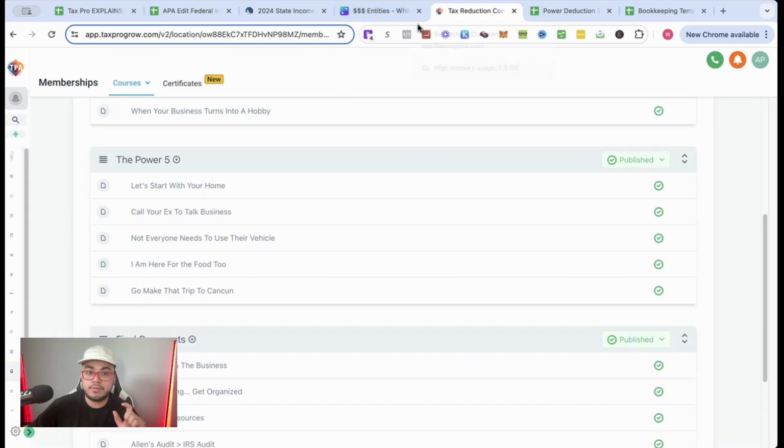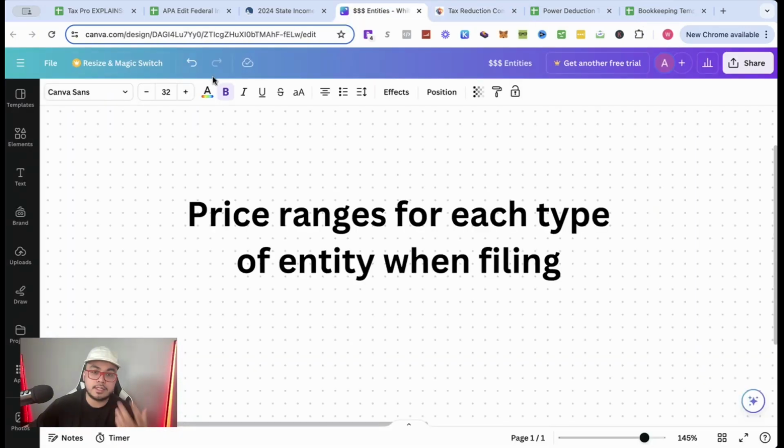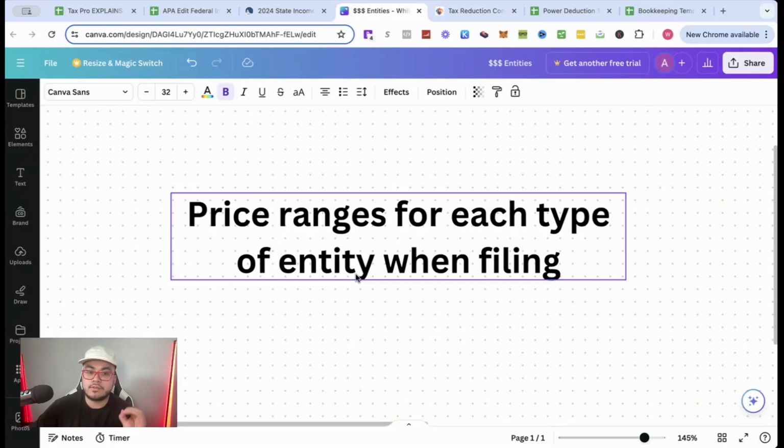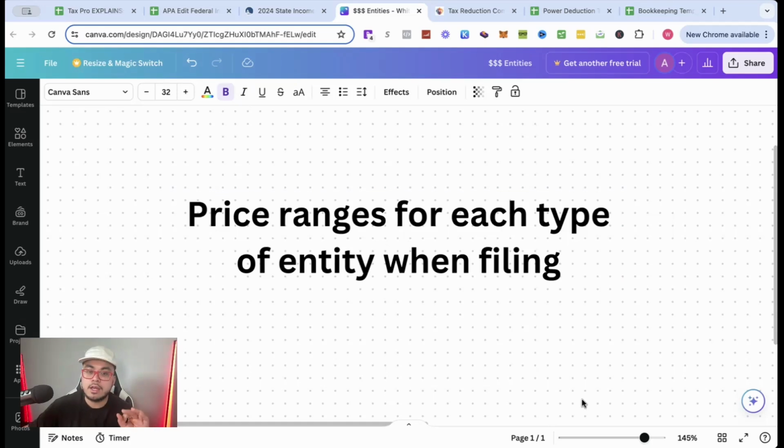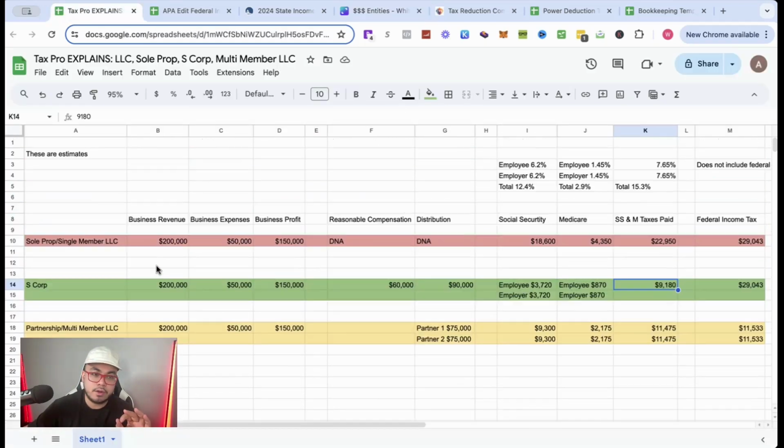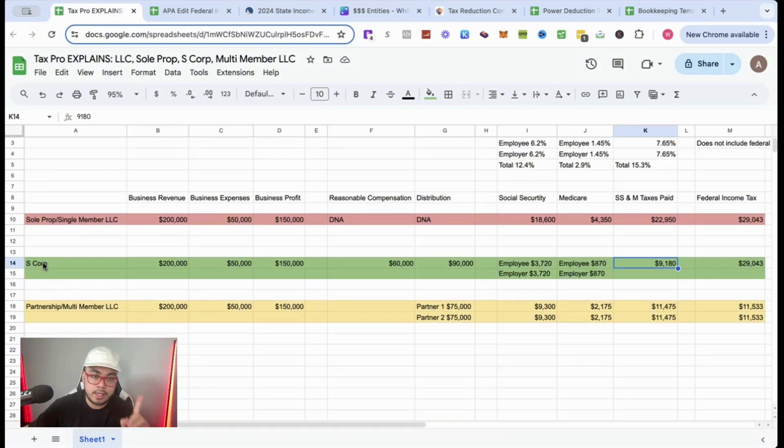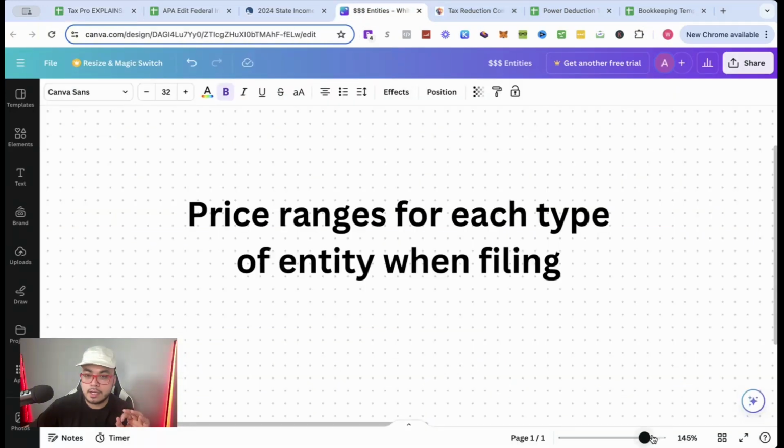But before that, I want to talk about the last thing that I mentioned, which was the price ranges for each type of entity when you decide to file. So again, the three entities that we have are the sole proprietorship, the S Corp, and the multi-member LLC. And obviously, we already came to the conclusion that your single member LLCs and your sole proprietorship are grouped together. So we will touch on that right now.